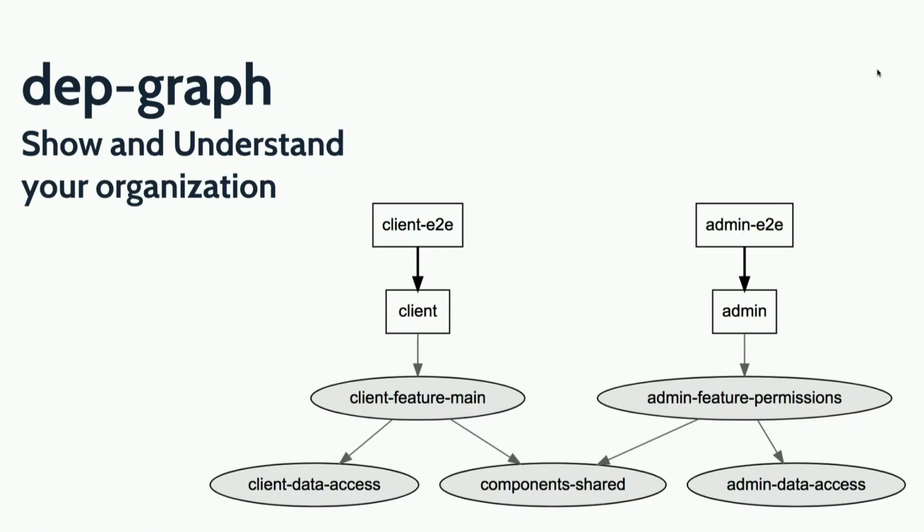You can see on the bottom, the round things are libraries. These are things that can be shared across multiple apps. The boxes are apps, and if it ends with end-to-end, it's an end-to-end test. So the idea is that an end-to-end test can test multiple apps. So it's actually another project. Anyways, we show you this. It's generated from your source code.